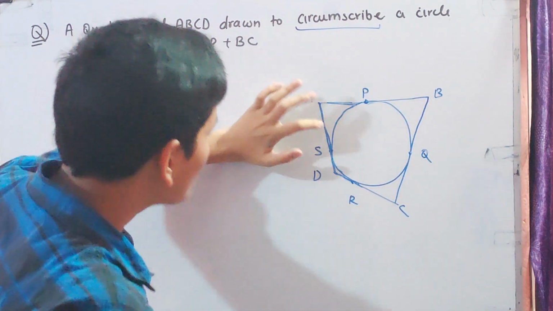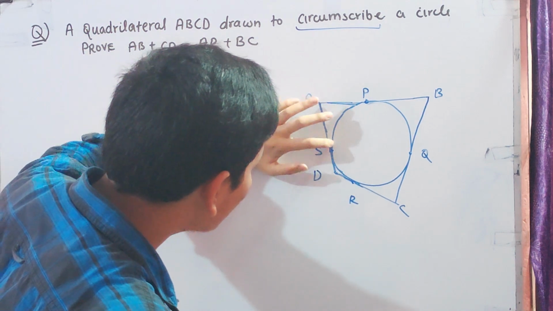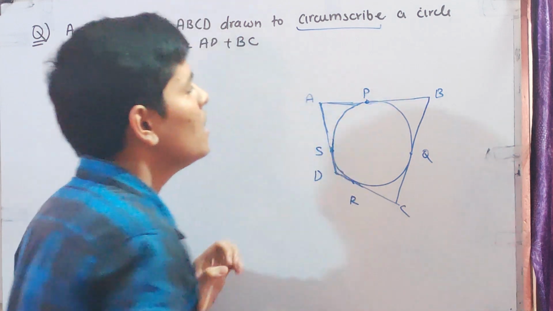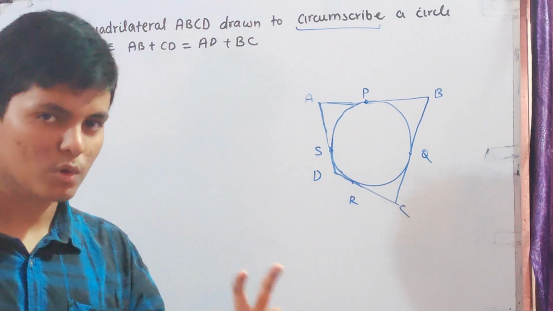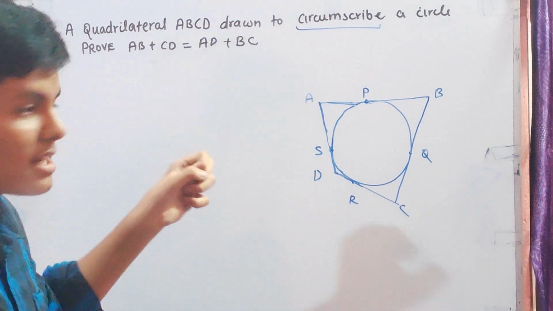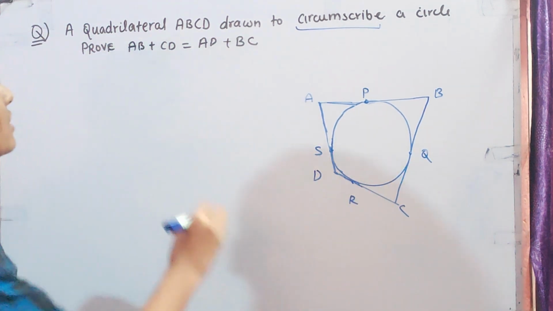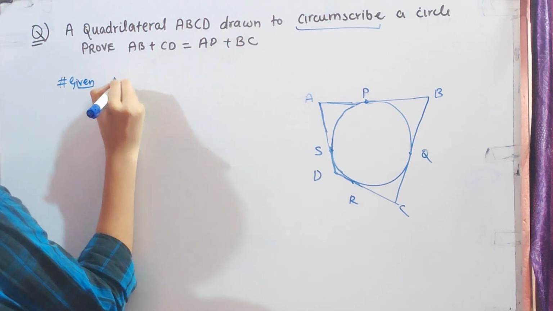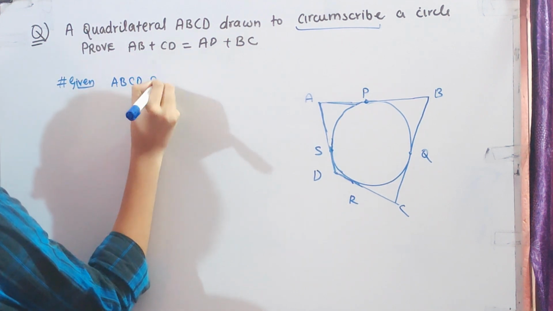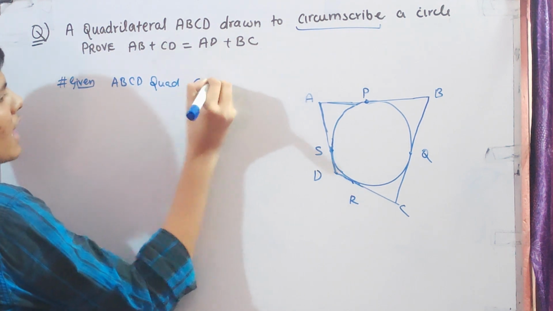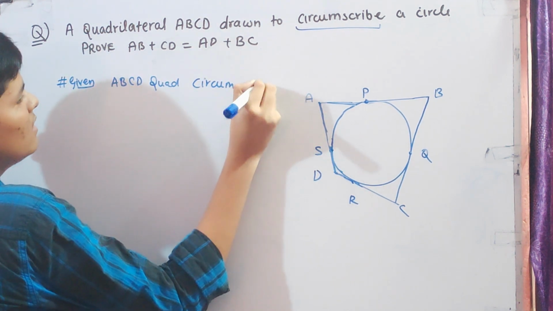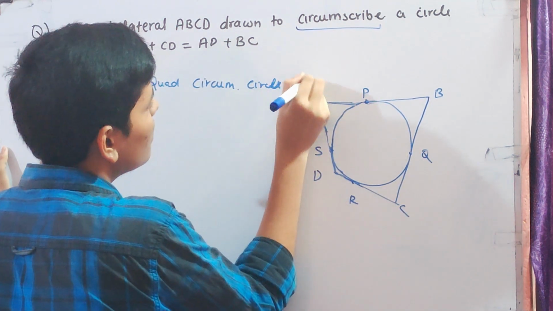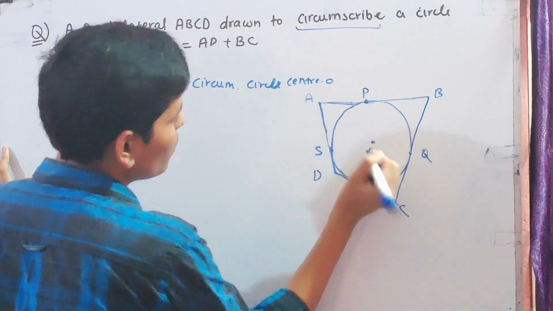Okay. Now the quadrilateral is ABCD and the points of contact are P, Q, R and S. Now we have to use theorem 2 over here. We don't need to specify the theorem, we can just directly use it. So first of all, we should write the given. What is given? ABCD quadrilateral circumscribes a circle with center O, let it have a center O.